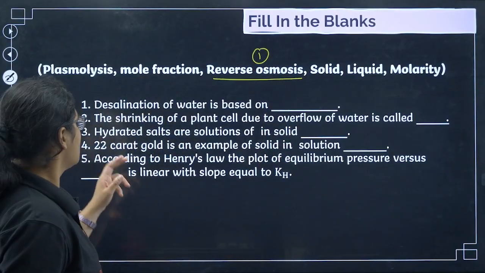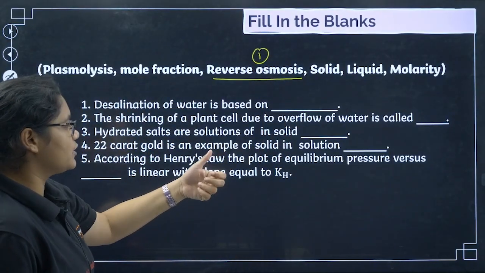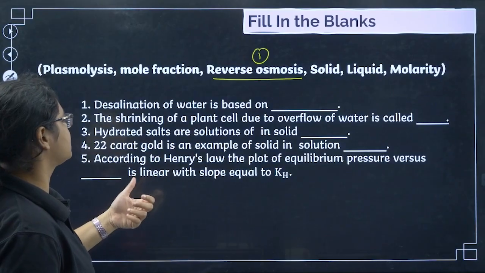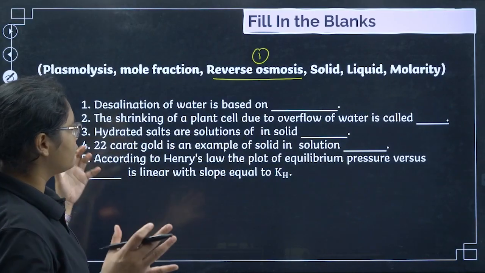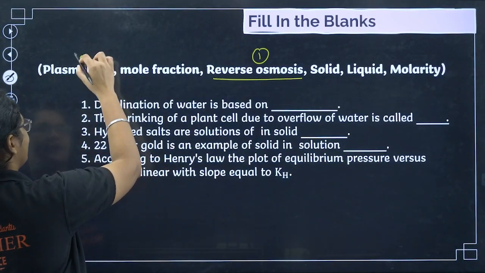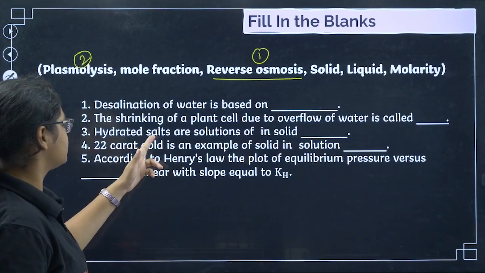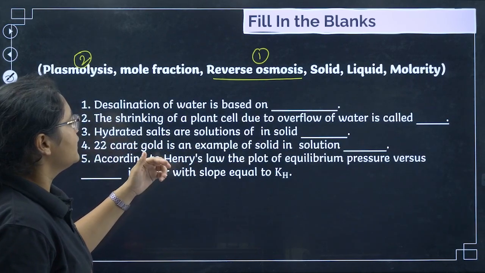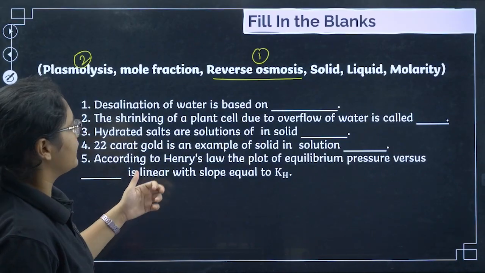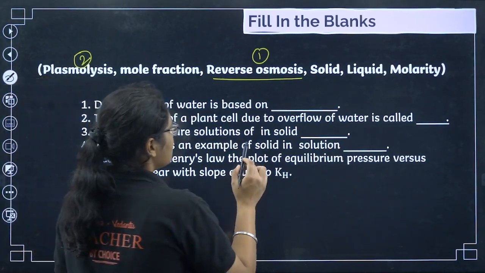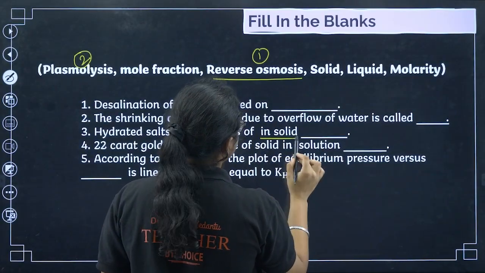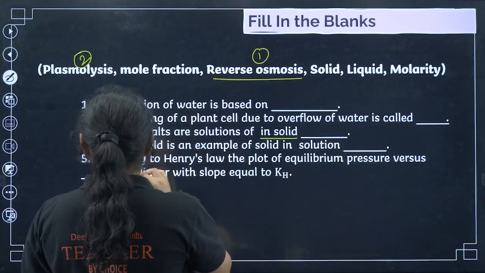Okay, the next question: the shrinking of a plant cell due to the overflow of water is called as, so when overflow of water is there, it is called as plasmolysis. Okay, hydrated salts are solutions of, in solid dash. Okay, so I'll check this once again.